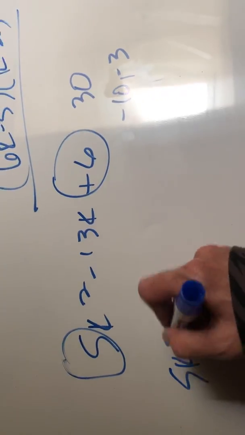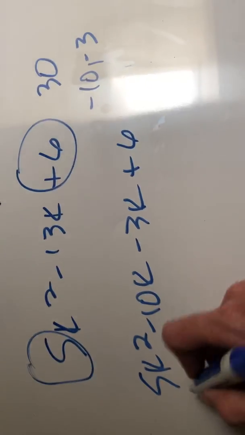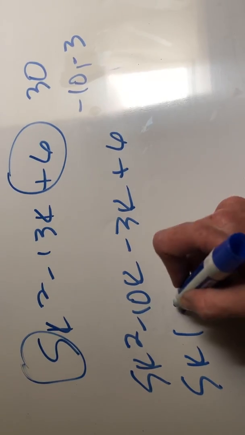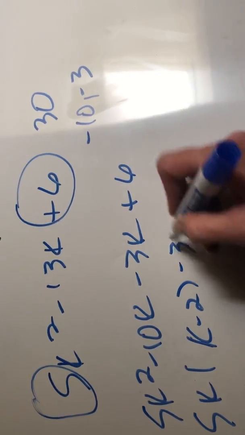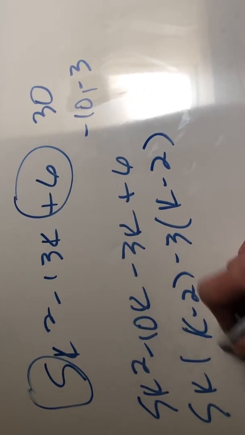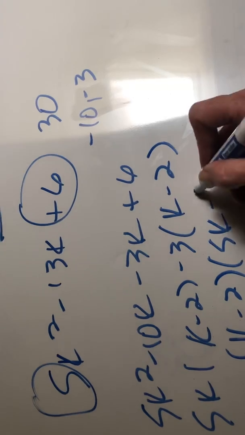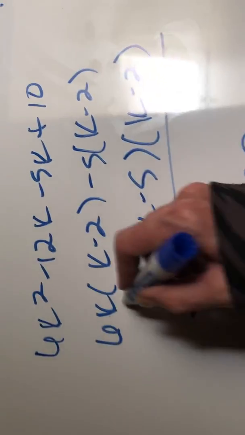So 5k squared minus 10k minus 3k plus 6. So 5k, k minus 2, negative 3, k minus 2, and then you have k minus 2 and 5k minus 3 for your factoring on those.